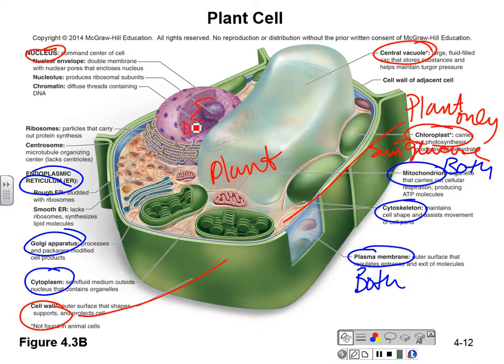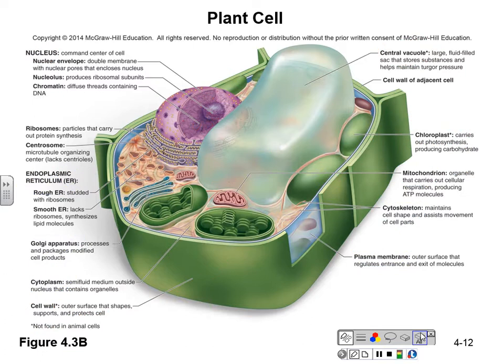There's still DNA inside this nucleus. So you should know the items that are different in a plant cell, and again they all have little stars next to them. So you can see chloroplast, cell wall, central vacuole.